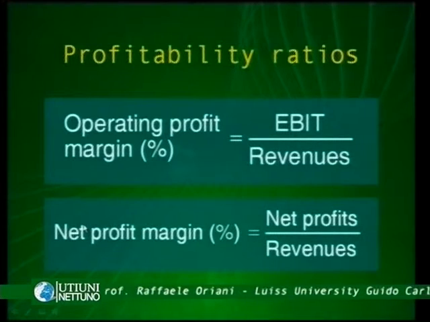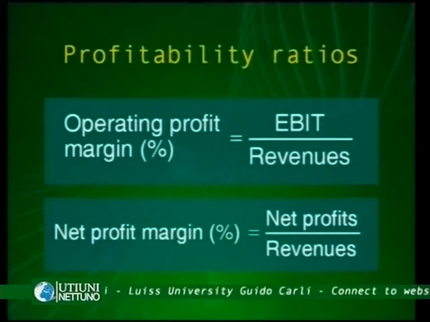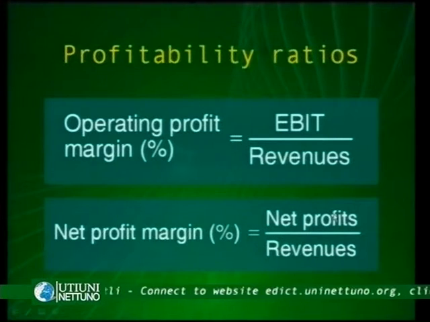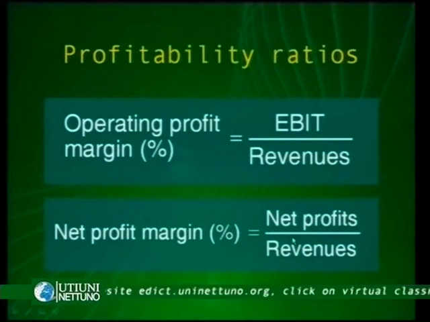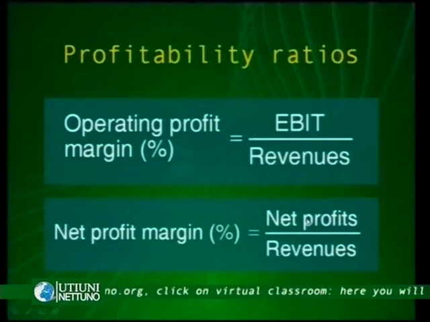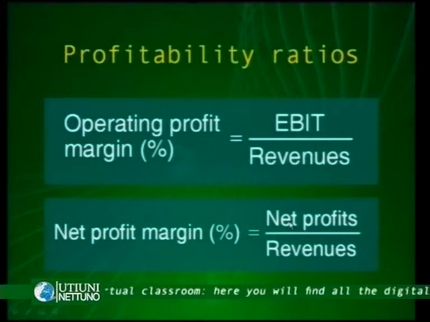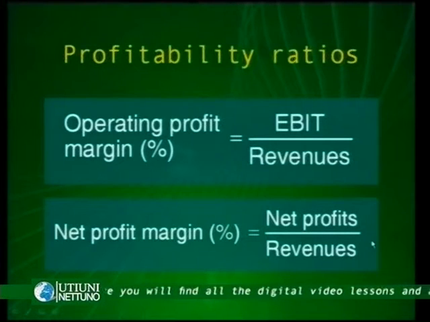The net profit margin in percentage is a ratio that is similar to the previous one, but instead of being calculated on EBIT, it's calculated on the net profits. So it's equal to the ratio between net profits and revenues. The difference between the two indicators is that the net profits include all the costs, not only the operating costs as it happened for the EBIT.